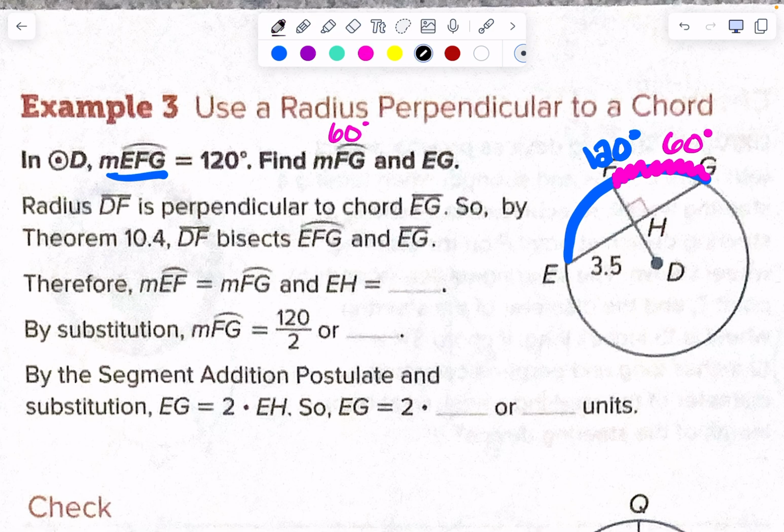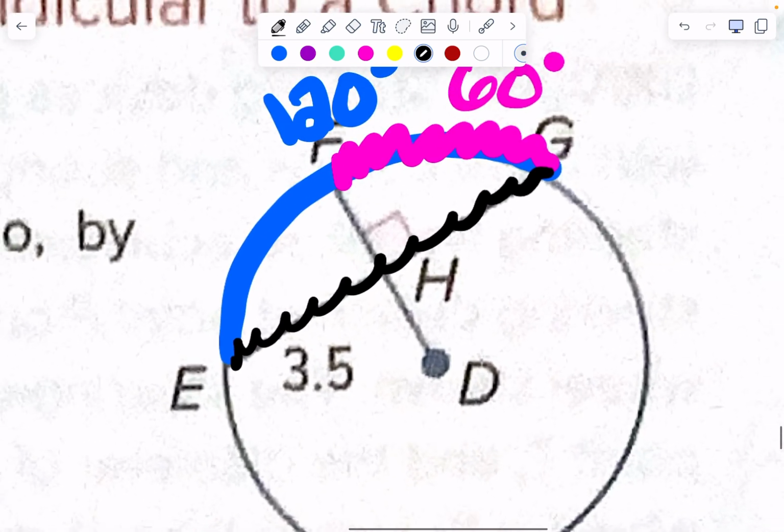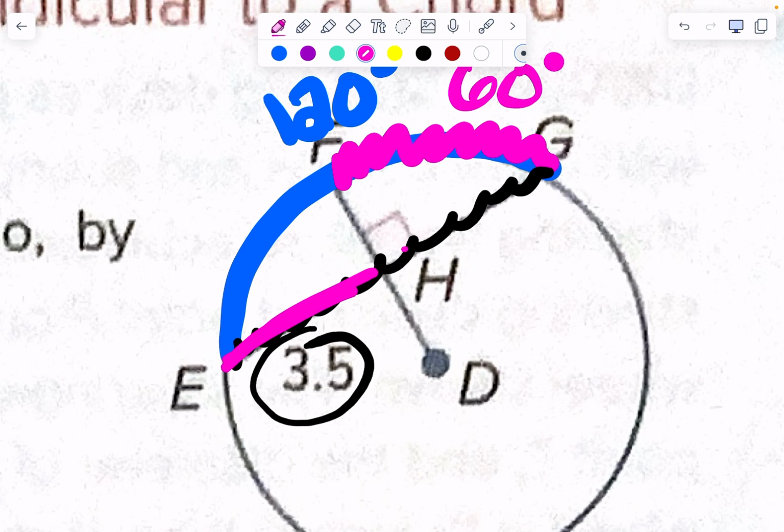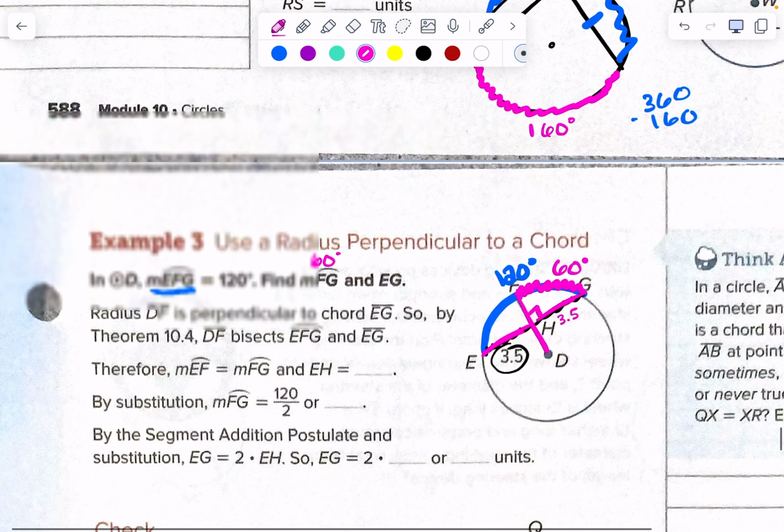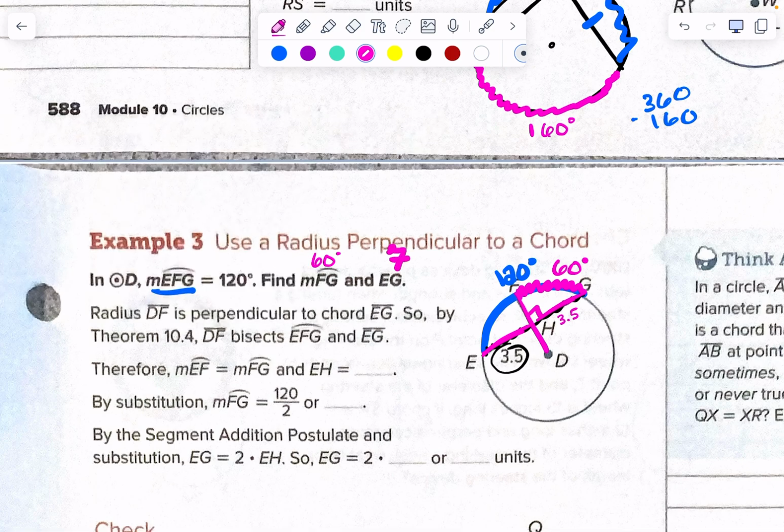And then they want to know what the measure of EG is. So from here to here. What you thinking? Is it 7? 3.5 is referring to just this length right here. Is this also 3.5? Looks like it, because it makes a T. It makes a 90-degree angle T, which means the left and the right side, like a kite, are the same. So the whole thing across is 7. Yeah? You see how that works?